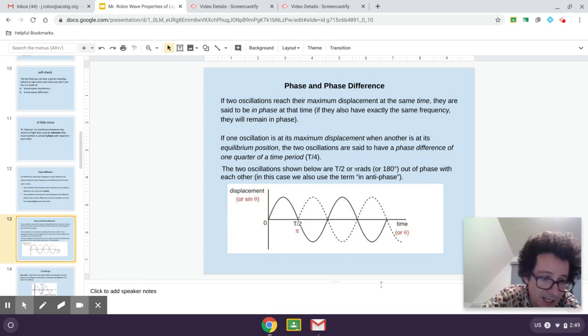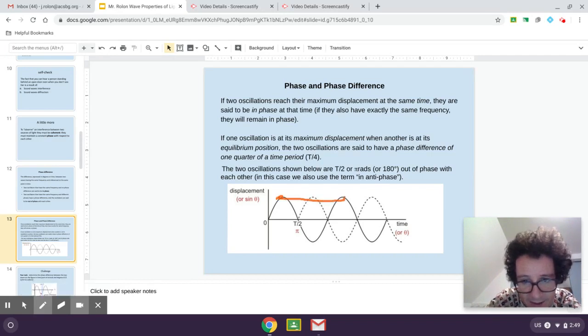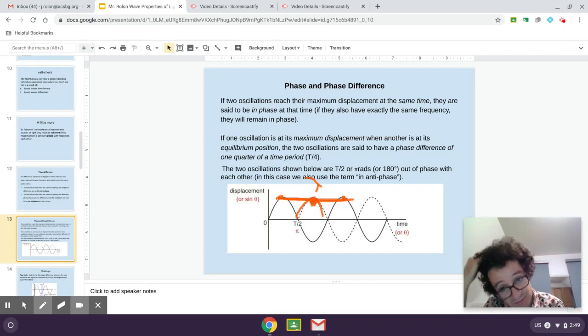Why one half of a time period? If you look here, this is the wavelength, and the difference between these two is actually half a wavelength, between the crest of one wave and the crest from the other wave, and that's the phase difference.